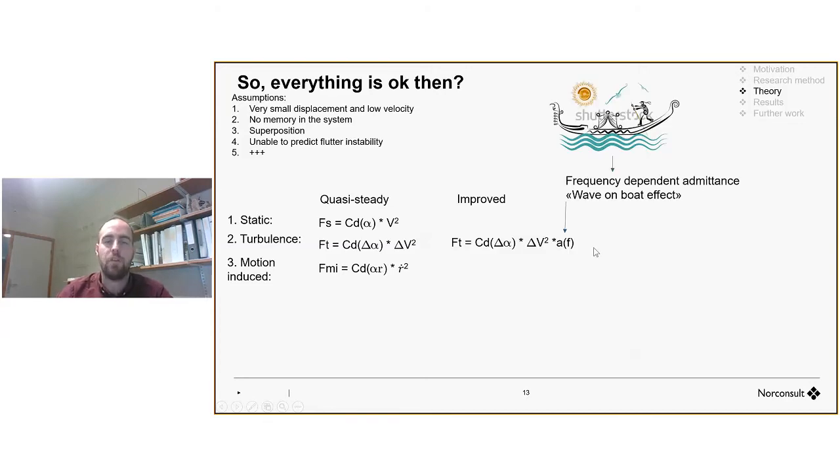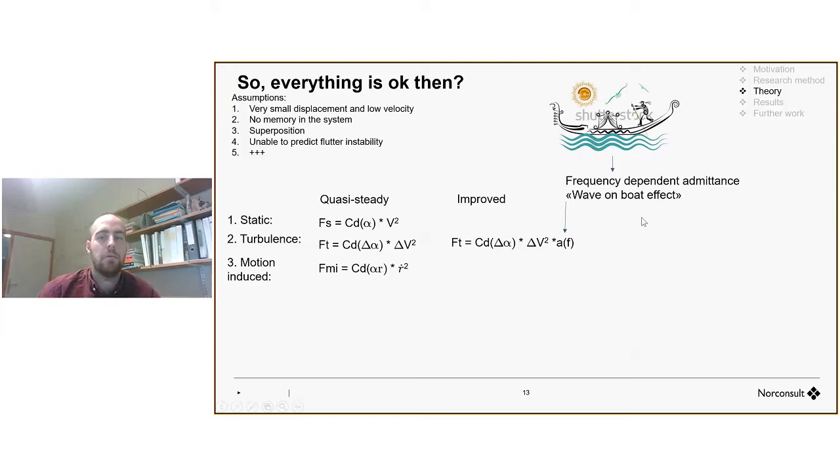We have introduced something called the aerodynamic admittance functions. It's basically a function saying that if the turbulence frequency is really high compared to the structure, then the forces you get on the structure are less. It's like thinking about a boat. If a boat is really long and you have a lot of short waves, the boat is not going to feel the actual force. But if it's a long wave, the boat is going to feel it much more.